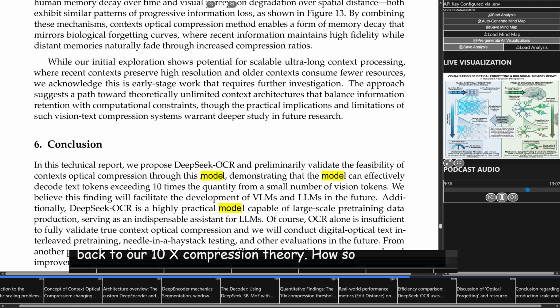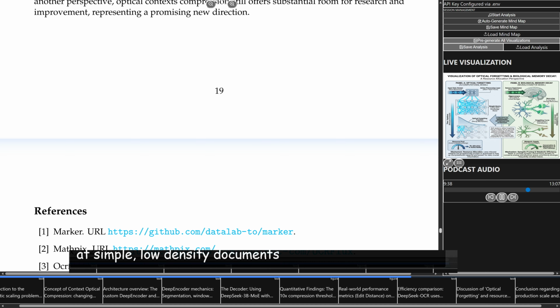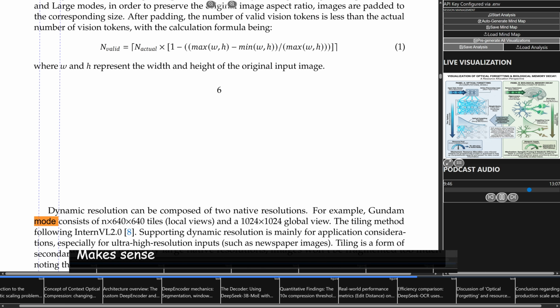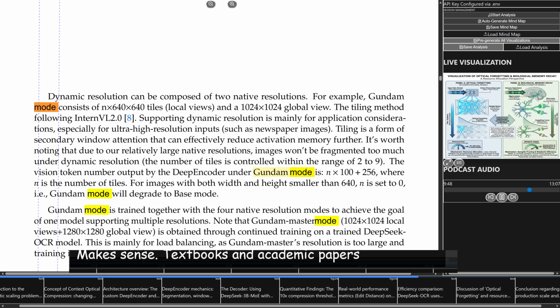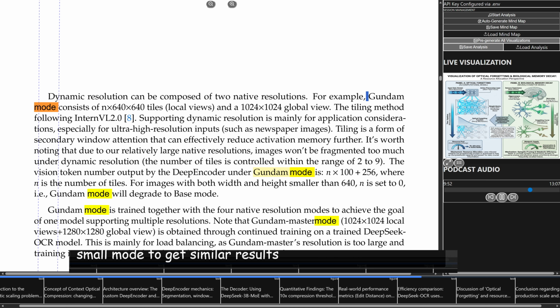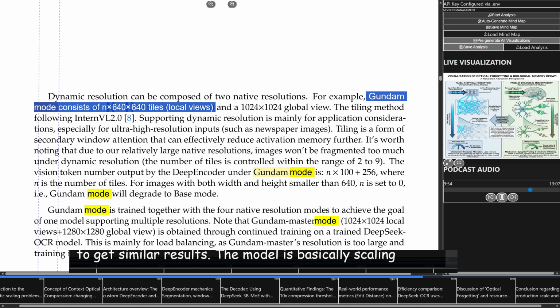How so? Well, look at simple low-density documents like slides. They have very few text tokens, so the compression ratio stays low. They get amazing performance with only 64 vision tokens. Makes sense. Textbooks and academic papers, they're denser. They need the 400 vision tokens from small mode to get similar results. The model is basically scaling its resource use to keep that ratio optimized, under 10x.